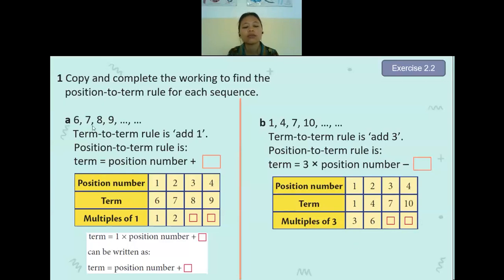So now we need to find the position to term rule here. We already have the sequence 6, 7, 8, 9 and so on. What is the first thing we have to do? We have to find the term to term rule. So let us check from 6 to 7, the difference is 1. From 7 to 8, the difference is 1.